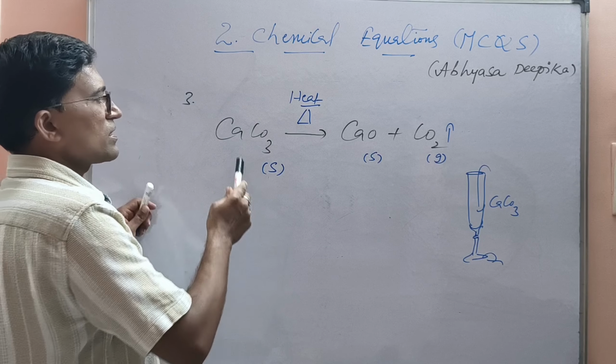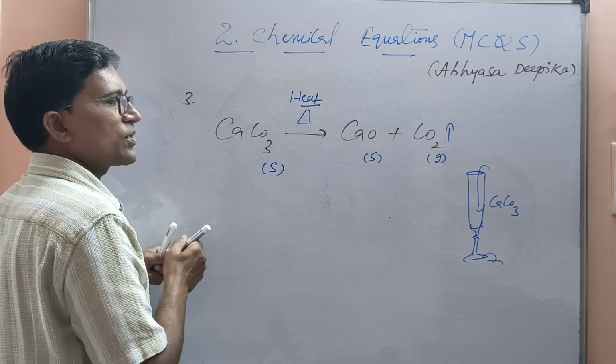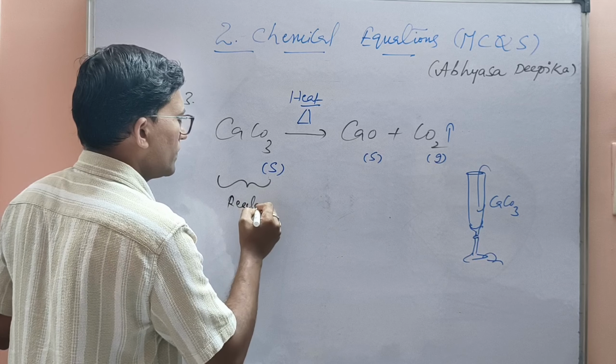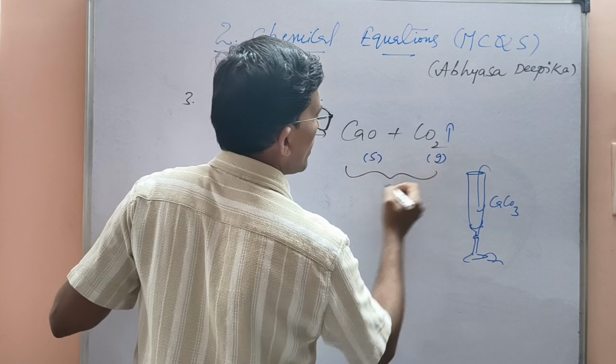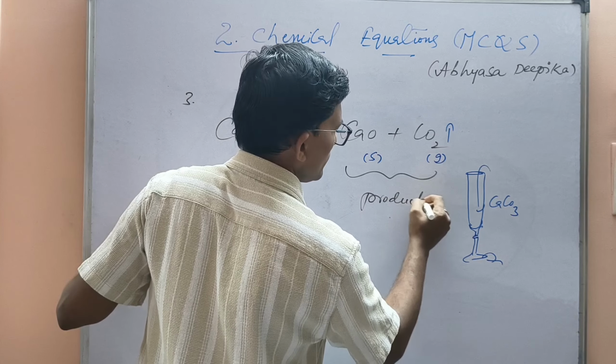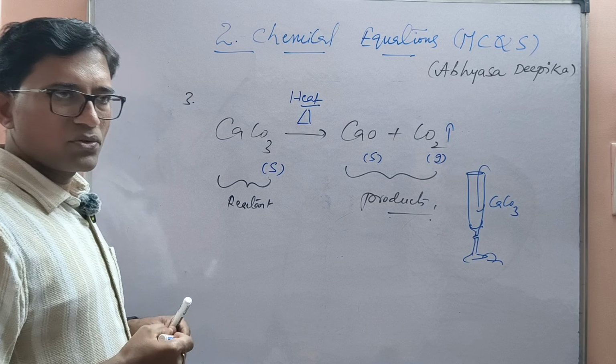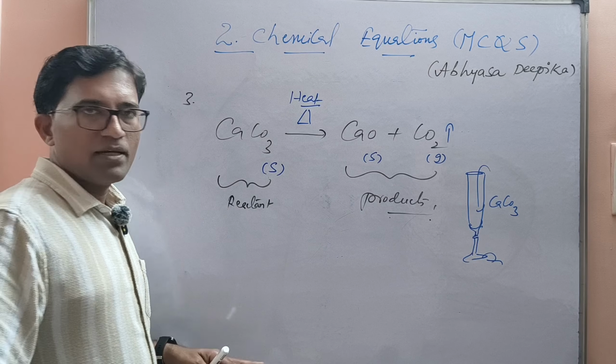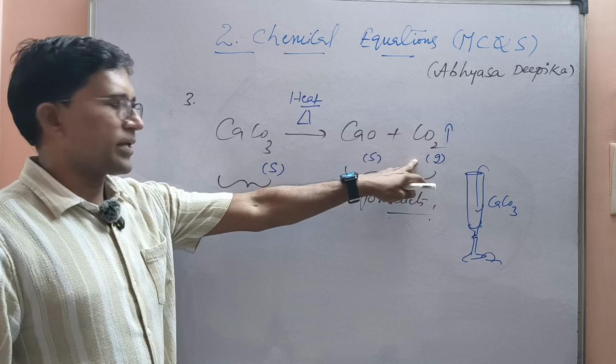In this, the reactant is calcium carbonate. Only one reactant is there. This is the reactant, and these two are the products. Understood? So in the given bit, the right option is D. CaO and CO2 are the products.